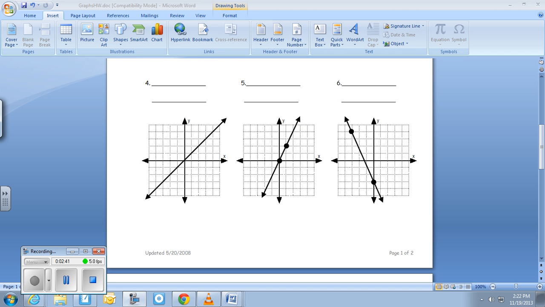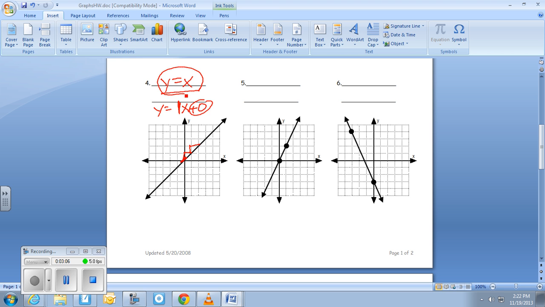All right, number 4. If you didn't already notice that this is the graph for y equals x, just find out what your slope is. Up 1 over 1, up 1 over 1, so it is y equals 1x. My y-intercept is at 0, but I don't need the 1, and I don't need to add the plus 0, so it's just y equals x.